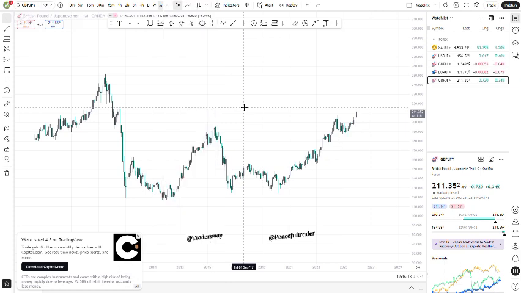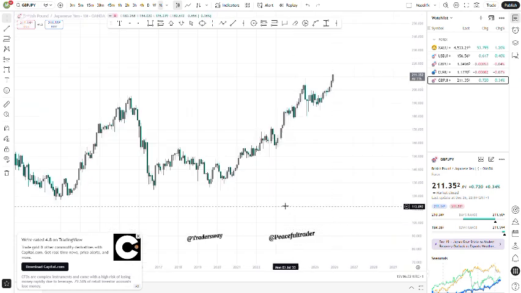For people that are using a phone, I'm going to also show you guys how to mark out your time frames with your phone. So let's dive into the chart.